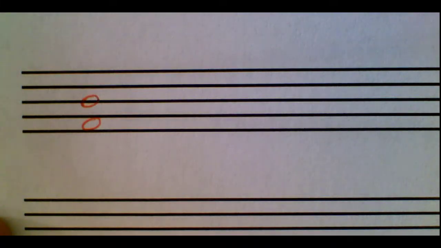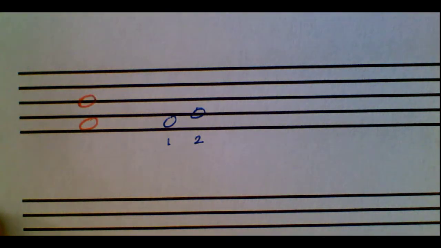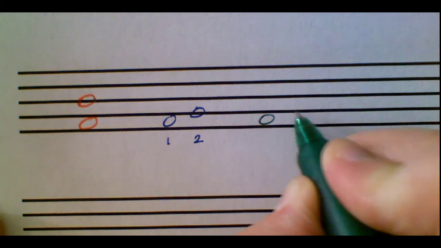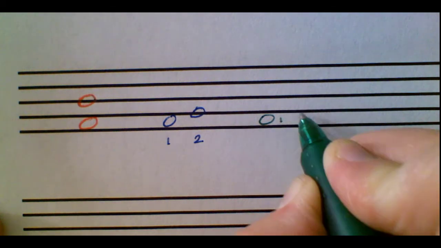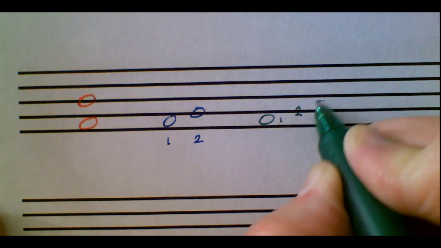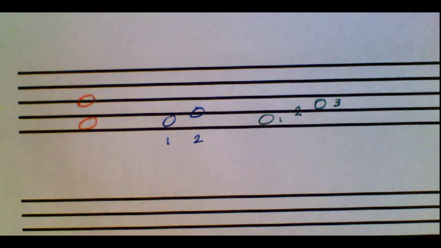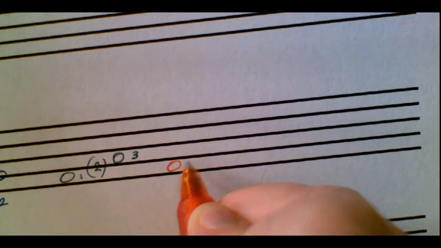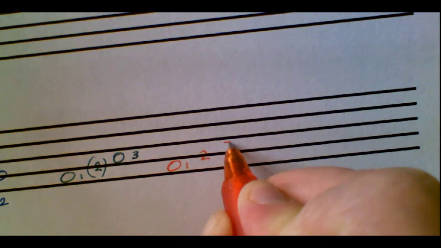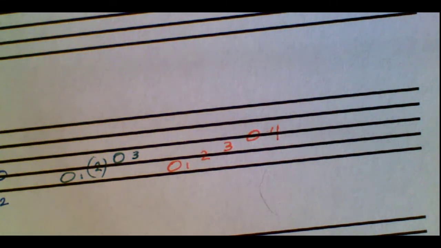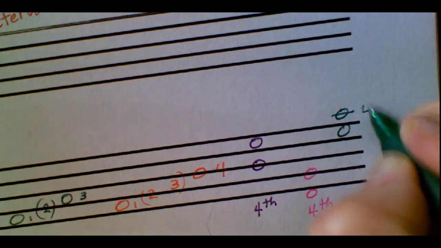Now look at this next interval. Logically, what should it be called? Well, to figure out the name of a generic interval, we count the first note and the second note and every line and space between them. For example, a second was 1, 2, and a third was 1, 2, 3. So let's count this one. 1, 2, 3, 4. It's a fourth. All of these are examples of fourths.